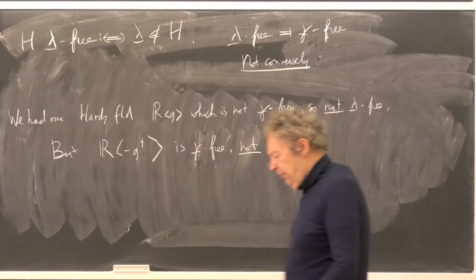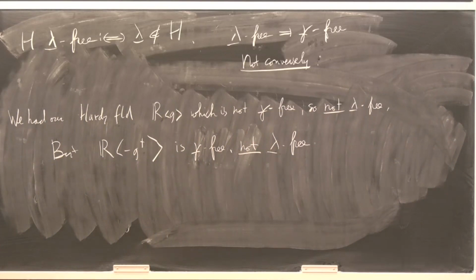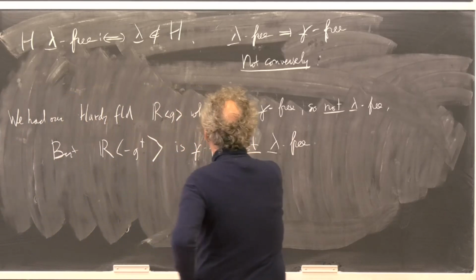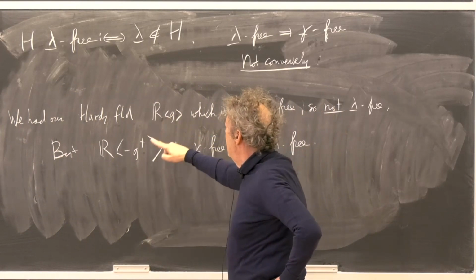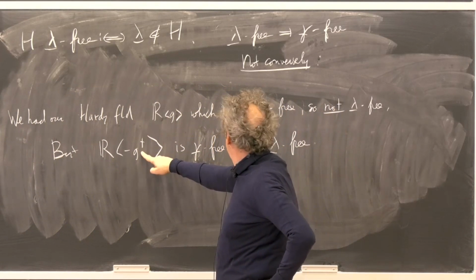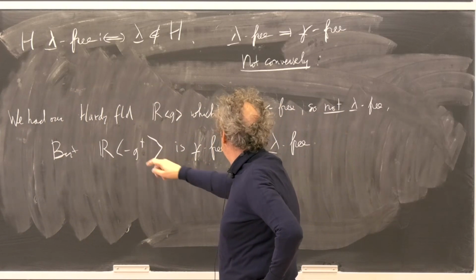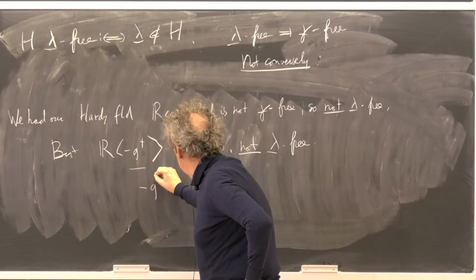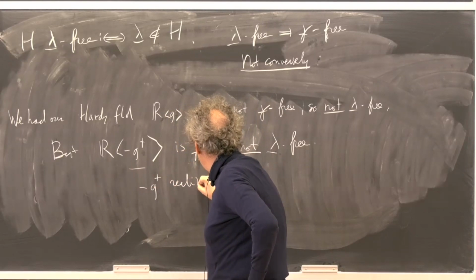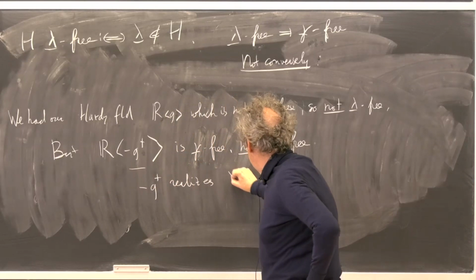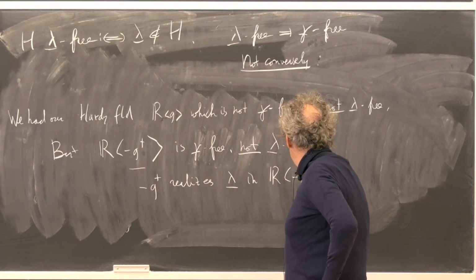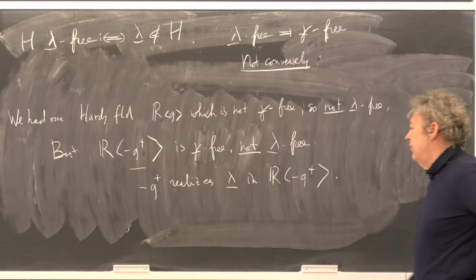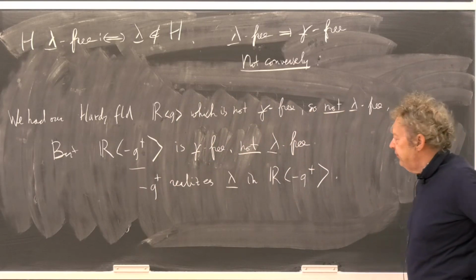Of course, these things need to be proved. And realize gamma in the first example. Did you realize gamma? It's not gamma free. Something realizes gamma. That is the element G. That's right. And here minus G realizes lambda in R minus G dagger, and so it's not lambda free.